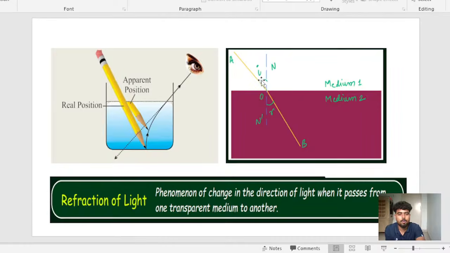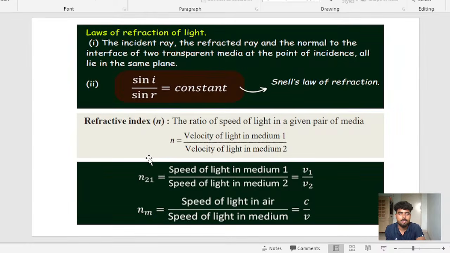Second point, sin i divided by sin r. This is sin i, this is sin r. Sine of the angle of incidence divided by sine of the angle of refraction. So sin i divided by sin r is equal to constant. Snell's law of refraction. So refractive index n is equal to, forget everything, just remember this formula. n represents the refractive index of the prism, the refractive index of the medium, everything we can say that.